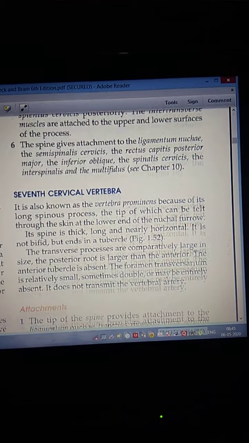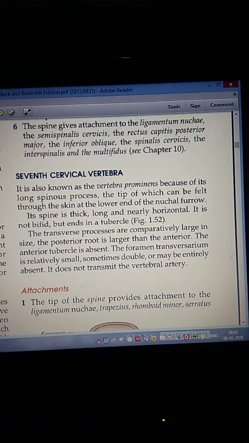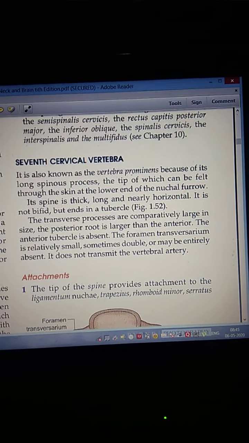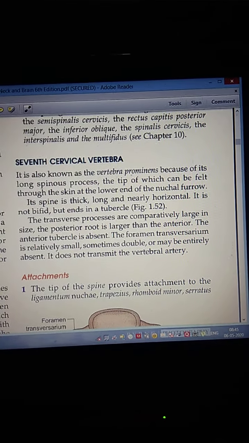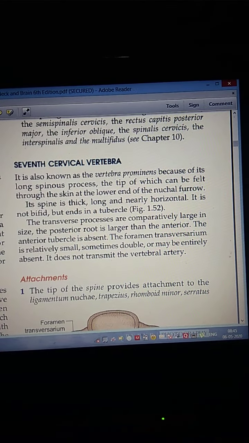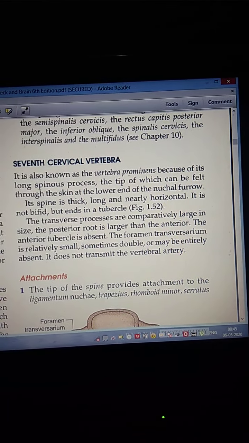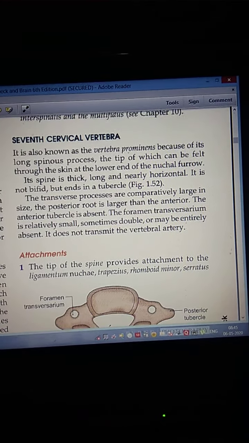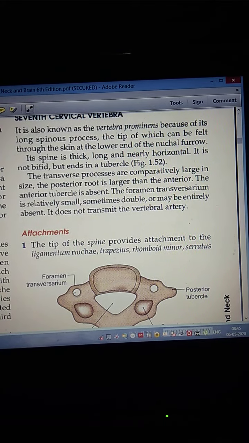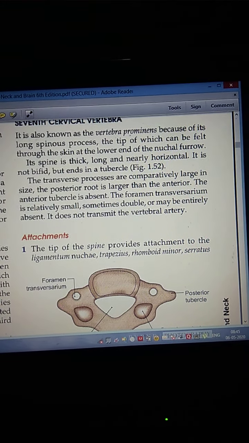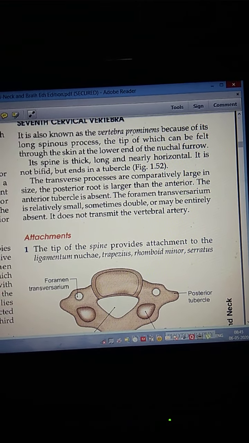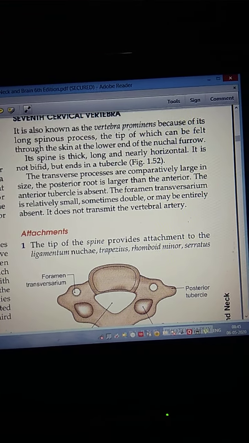Now, the spine gives attachment to the ligamentum nuchae, semispinalis cervicis, rectus capitis posterior major and inferior oblique, and the spinalis cervicis, interspinalis, and the multifidus are seen. The seventh cervical vertebra is also known as the vertebra prominens because of the long spinous process, the tip of which can be felt through the skin at the lower end of the nuchal furrow.